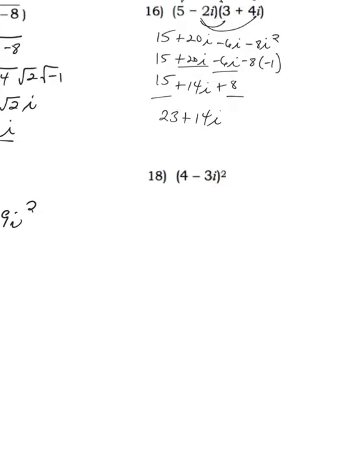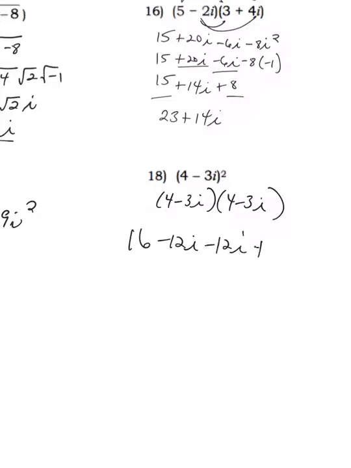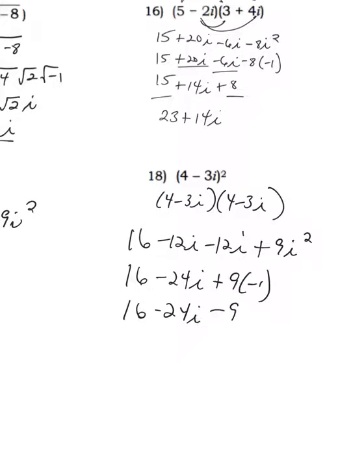Number 18, perfect squares. I have to write this out twice and then double distribute. Oops, let's go back. 4 times 4, 4 times -3i, -3i times 4, and -3i times -3i. 16 minus 24i plus 9 times -1. And 16 combined with -9 is 7 minus 24i.